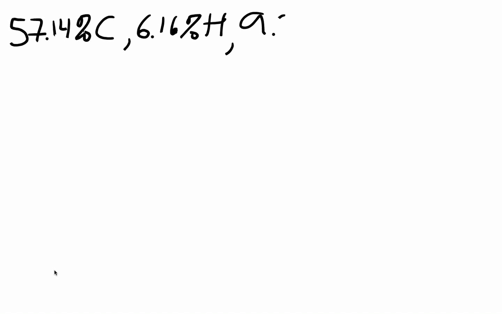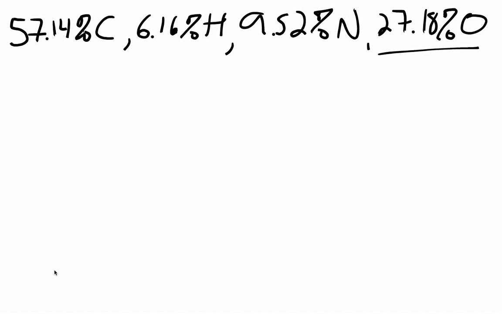We have 9.52% nitrogen and 27.18% oxygen. So we have 4 different percentages here. Again, now, if they go back to giving you percentages, we know what to do. We assume 100 gram sample size. We start changing these into masses.